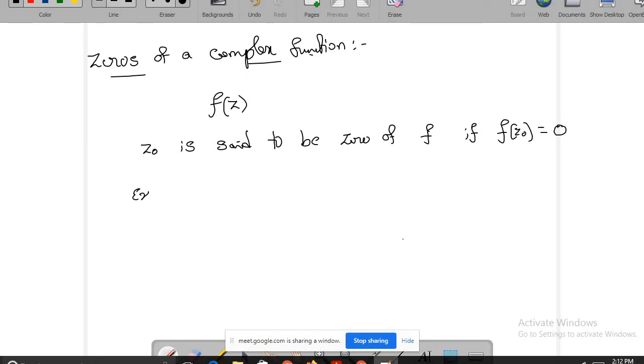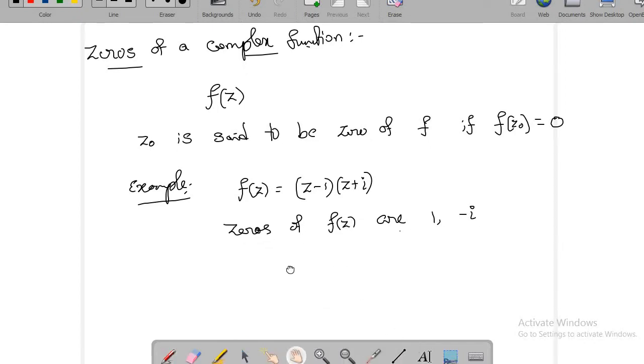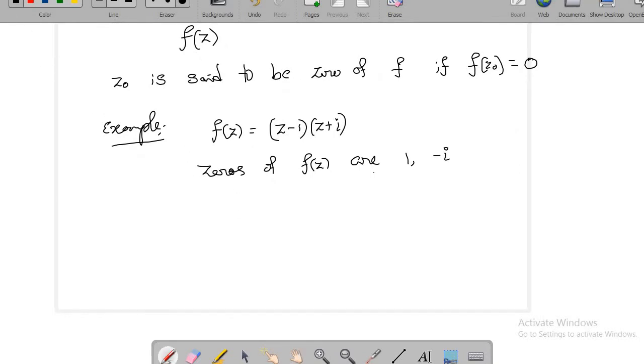For example, you can take f of z equal to z minus 1 into z plus i. So it is clear that the zeros of f of z are 1 and negative i. It means when you plug in z equal to 1 here, you get 0, and when you plug in z equal to negative i, you also get 0. That is why it is called a zero of f. This is one example.